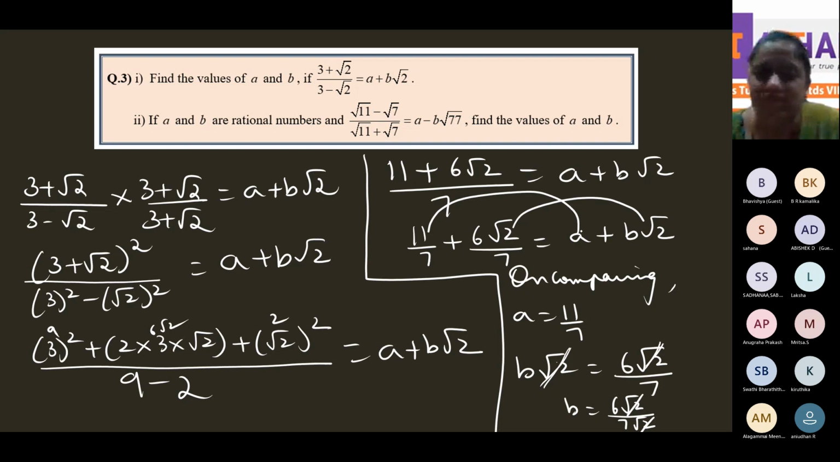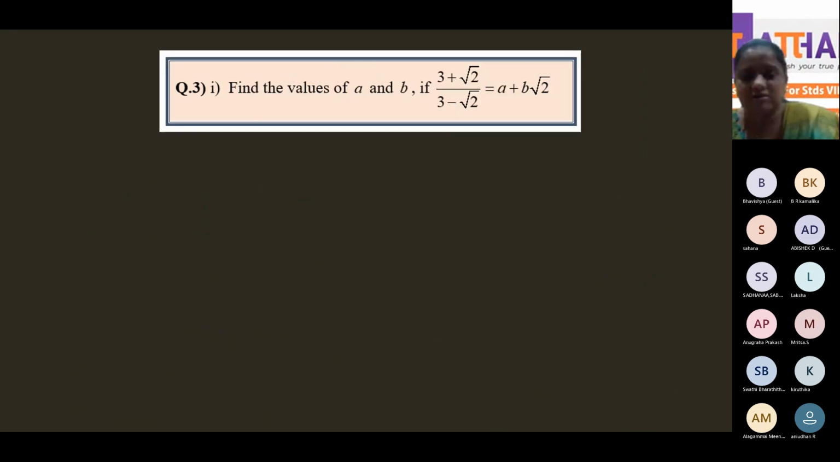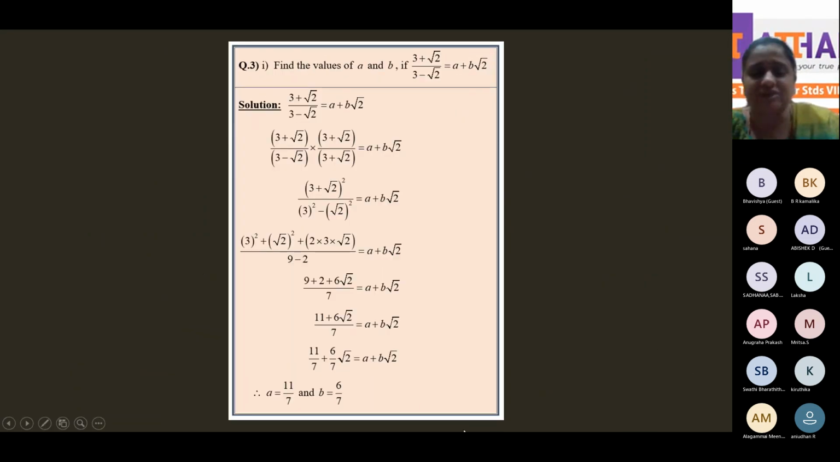On comparing both the sides, the rational is equal to the rational, the irrational is equal to the irrational. So a is equal to 11 by 7 and b root 2 is equal to 6 root 2 by 7. So root 2 gets cancelled, and b is equal to 6 by 7. The second subdivision is homework, children. We'll see that answer in the next class. All of you take a screenshot of this one and complete this.